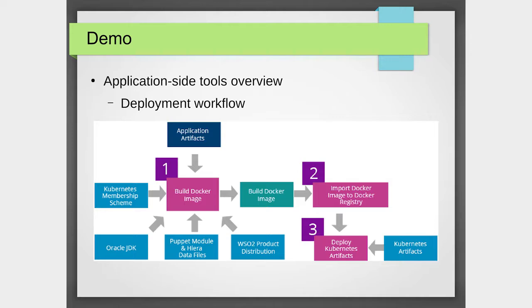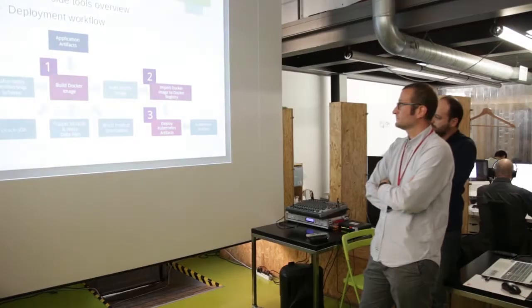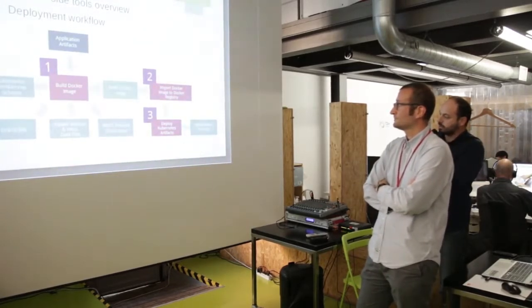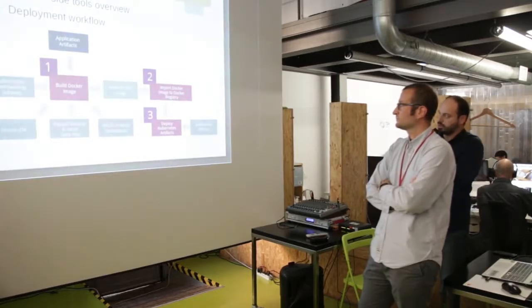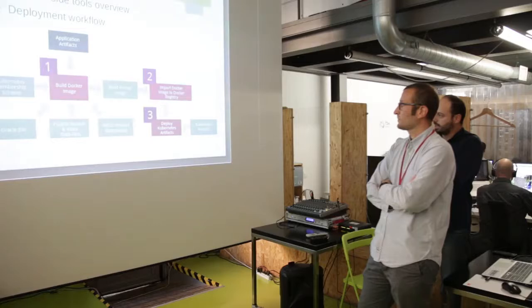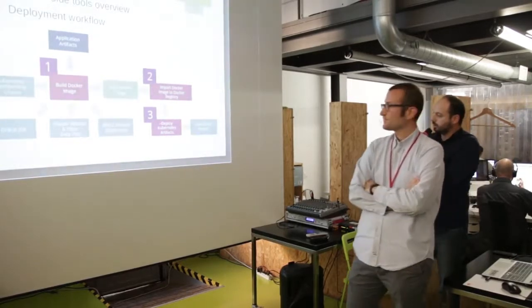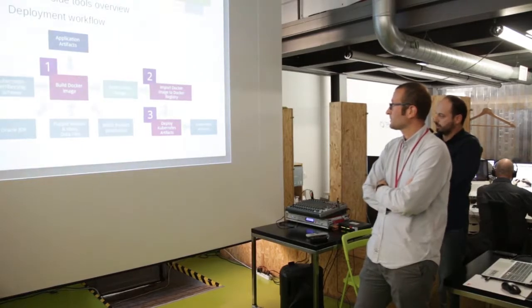The light blue boxes at the bottom are artifacts that WSO2 provides, except Oracle JDK, of course. These artifacts you can use as they are or customize according to your needs. Together with the application artifacts, which is actually your business logic application, you can then build the Docker image. This Docker image is uploaded to a private registry. And finally, you run the deployment of the Kubernetes artifacts, reading from the private registry.